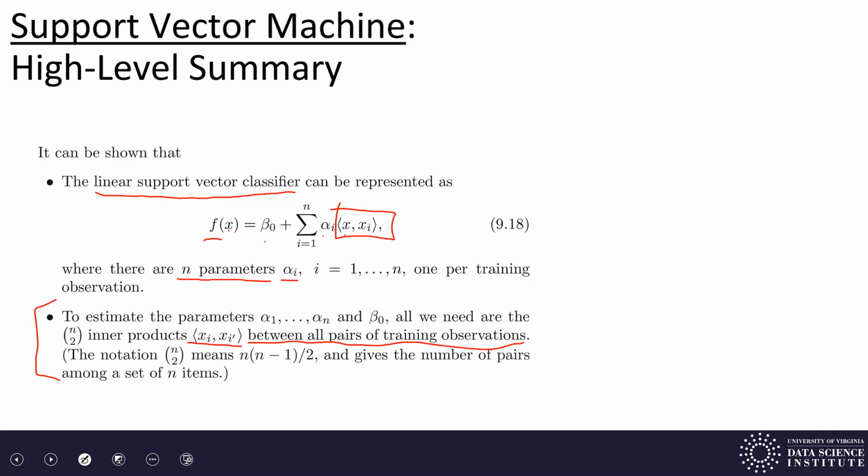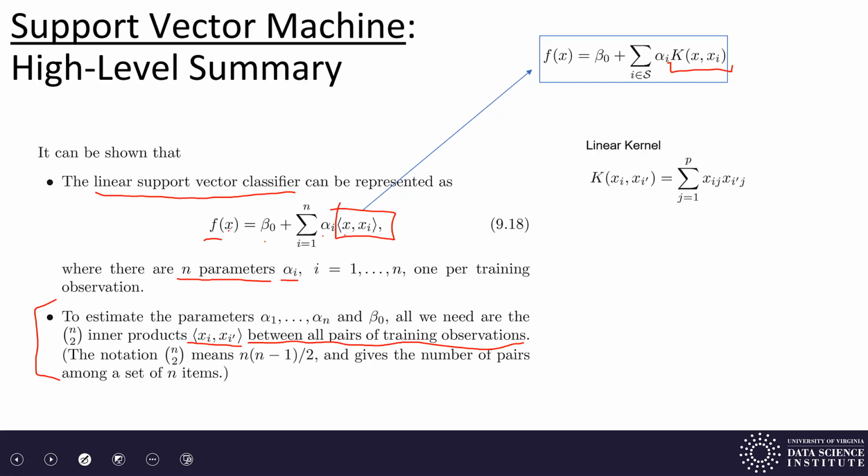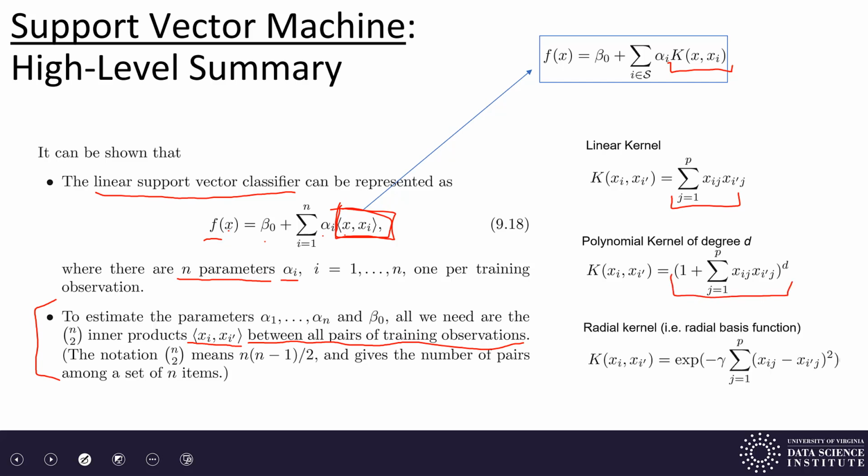Well, we can take this whole framework, and instead of using the inner product there, we can replace it by what's called a kernel. It's a way of measuring distance between 2 points, between x, our new observation, and each xi in our training set. We can use what's called the linear kernel, which gives the linear support vector classifier. We can use a polynomial kernel of degree k. All we're doing is replacing this function inside here with one of these functions. Or we can use what's called a radial kernel. This is a common kernel to use. It's also called a radial basis function.